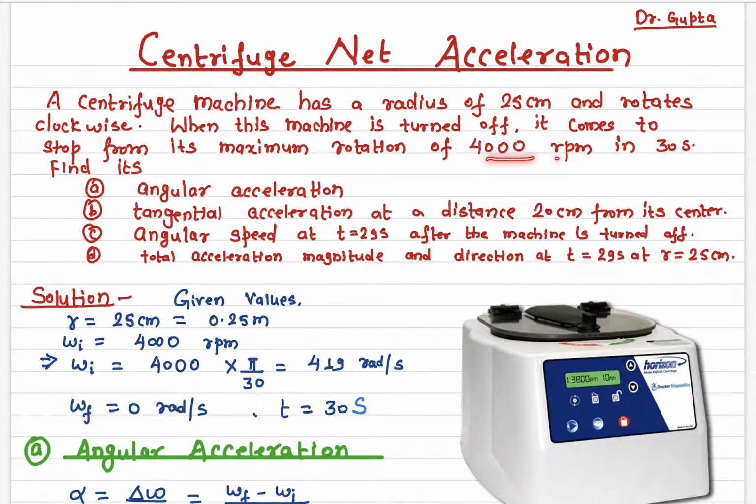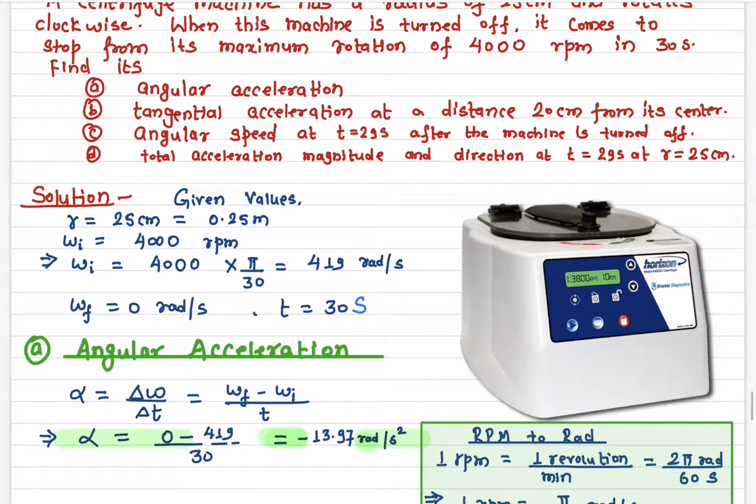When this machine is turned off, it comes to a stop from its maximum rotation of 4000 rpm, that means 4000 revolutions per minute, and it takes 30 seconds to come to a stop. Now you need to find out the average angular acceleration, the tangential acceleration, the net acceleration, the total acceleration.